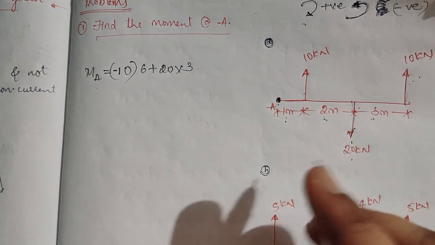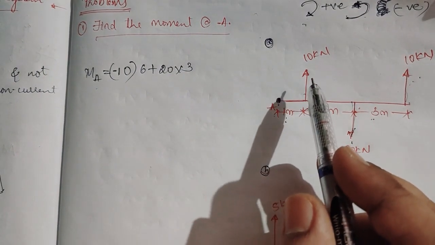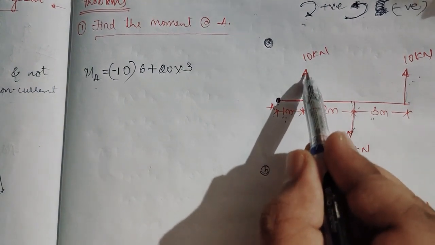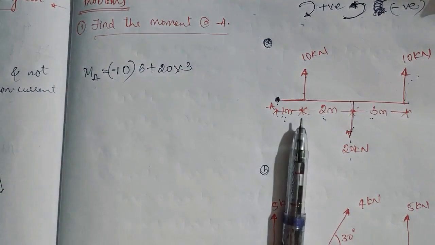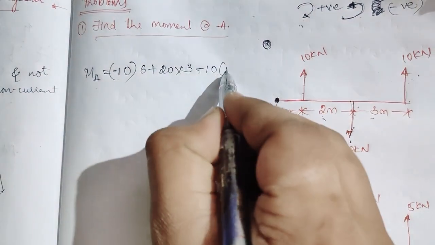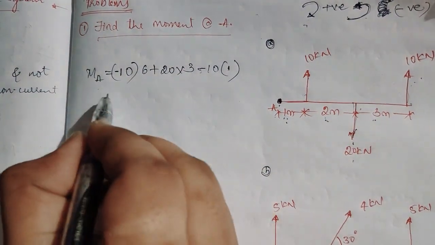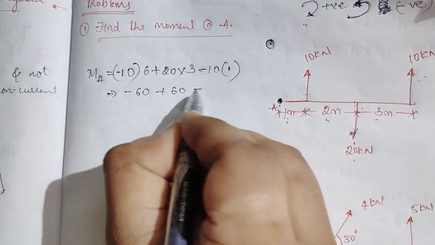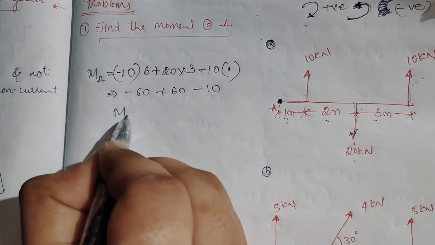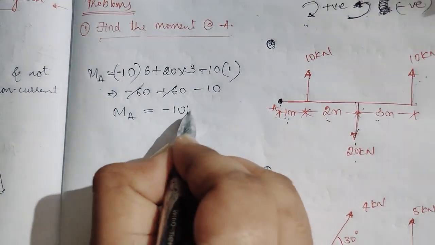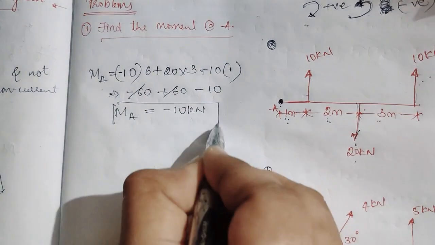Then which are the other forces? Then again a 10 kilonewton force. 10 kilonewton into 1, and it is in the upward direction. It will cause anti-clockwise movement about A. So minus 10 into 1 meter. If we solve, we get minus 60 plus 60 minus 10. So the moment about A is equal to minus 10 kilonewton meter.